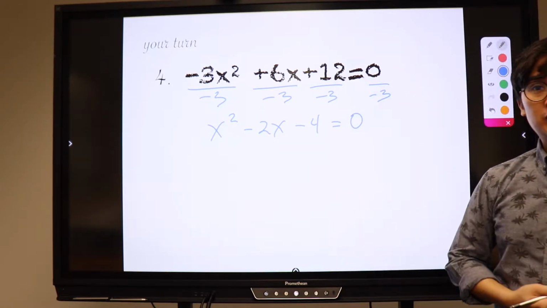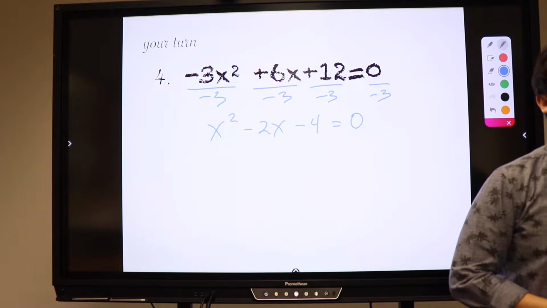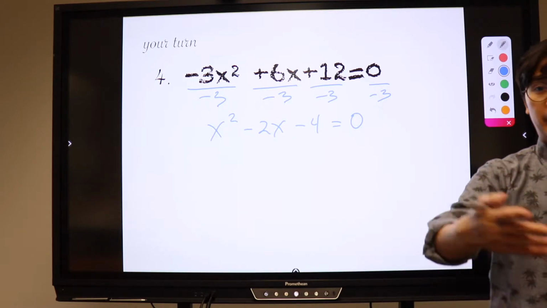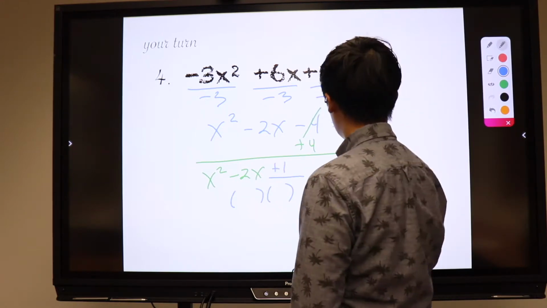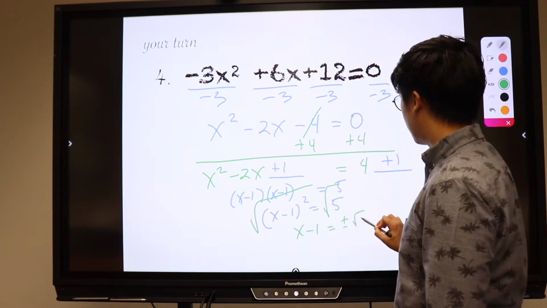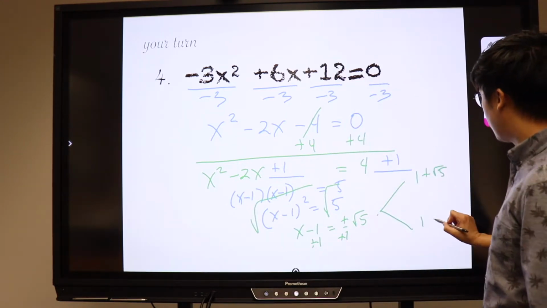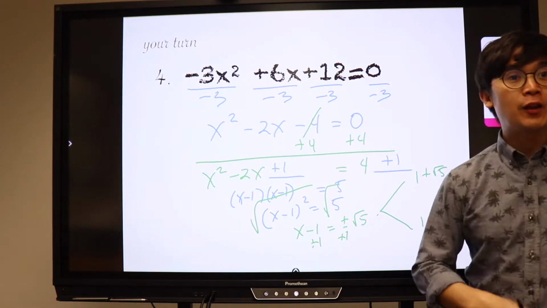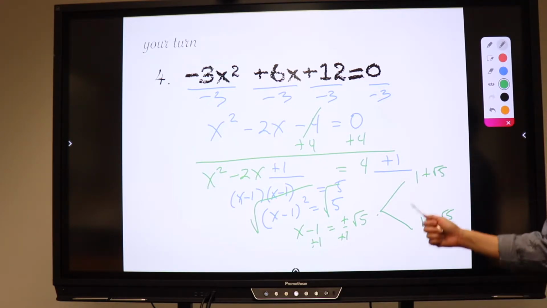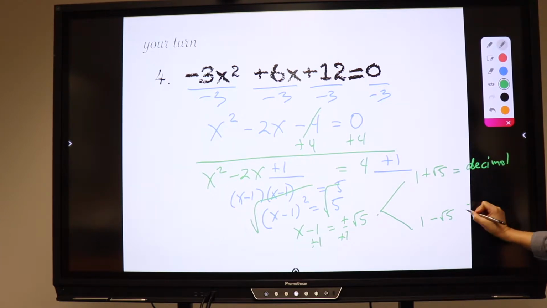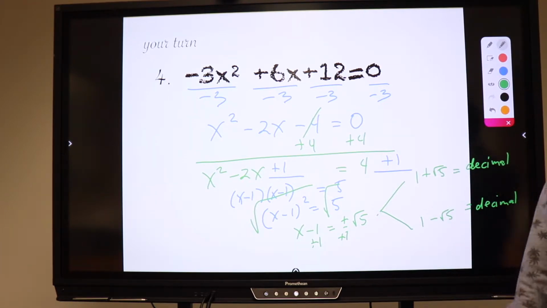Now, can we use the perfect completing the square technique now? Yeah. Okay, solve it. Square root of 5. And we're done. Because we cannot take the square root of 5 manually unless we have a calculator. And if we have a calculator, our answer will be in decimal form.